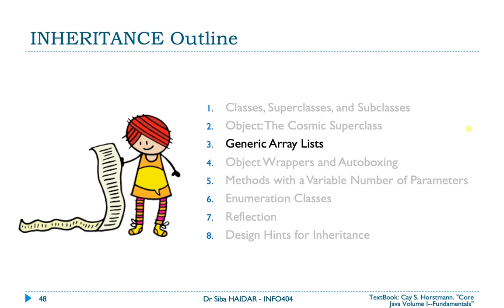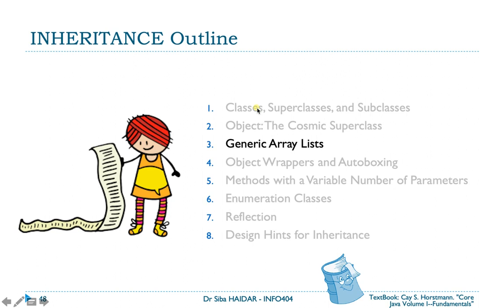And welcome back to continue chapter Inheritance in the course INFO404 Advanced Object-Oriented Programming. Reminder, this course relies on the textbook Core Java by Horstmann. And we are in chapter 5 in this textbook, and we will continue the sections from generic array lists until the end of the chapter.